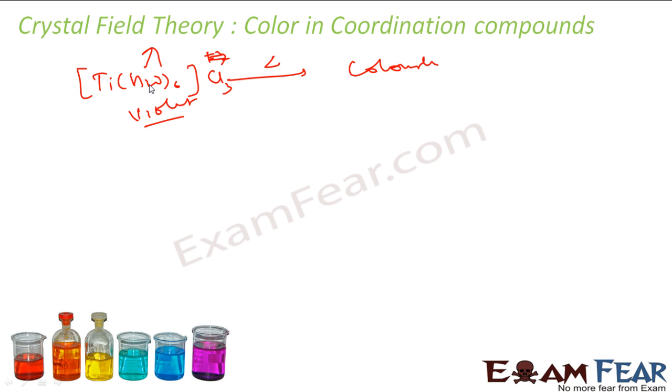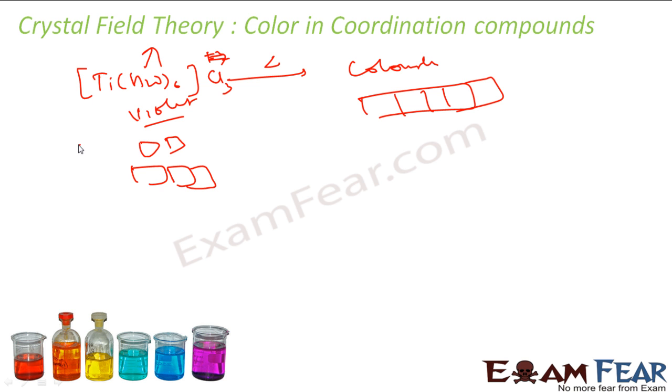Why? Because the degeneracy of the d orbital is retained back. In this case, the d orbital is something like this, and in this case, the d orbital is something like this, t2g and eg. So in this case there is no scope of transition, all at the same level. In this case, there is scope of transition, so color. Hope you understand the concept.